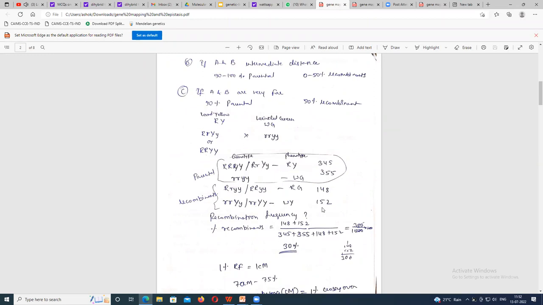If we are asked to calculate the recombination frequency between two genes, then what we have to do? The percentage recombinants formula is: you have to add the number of offsprings of recombinant varieties, divided by the total number of combinations. Then you will get the recombination frequency. Whatever the recombination frequency is, that many centimorgan units is the distance between two genes. Clear?